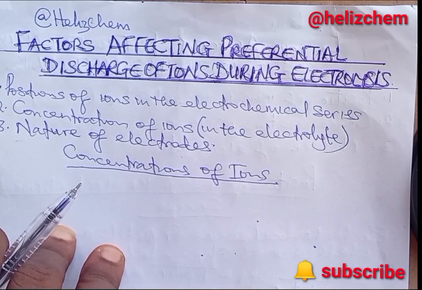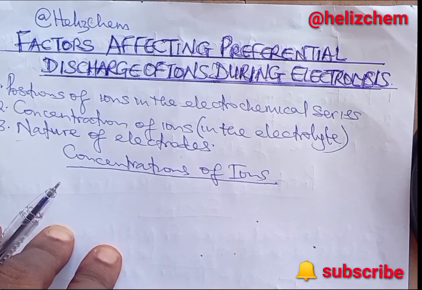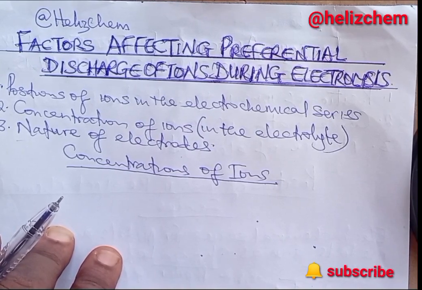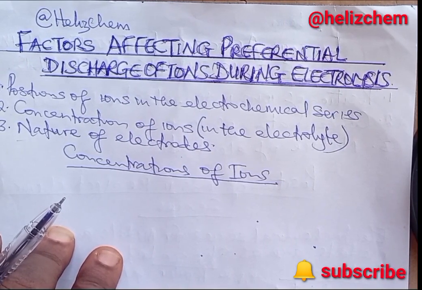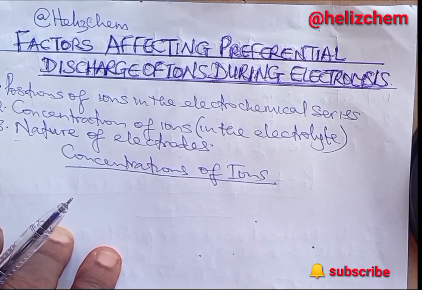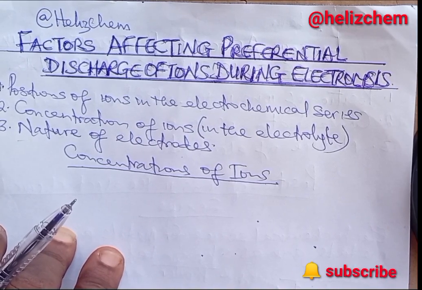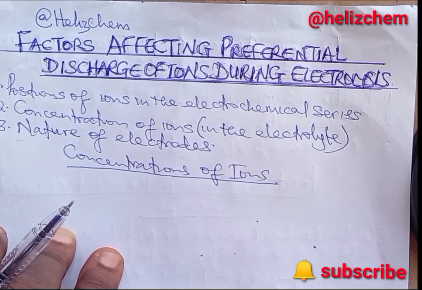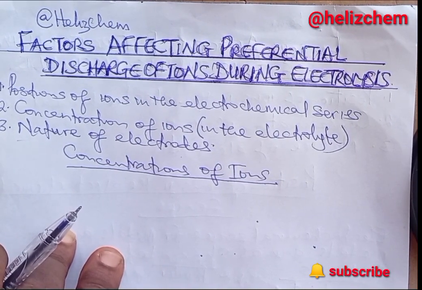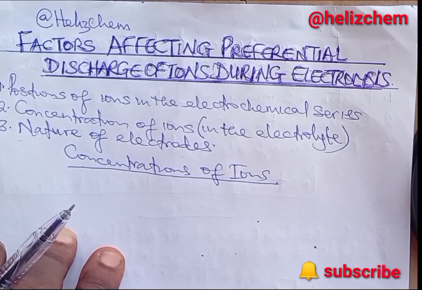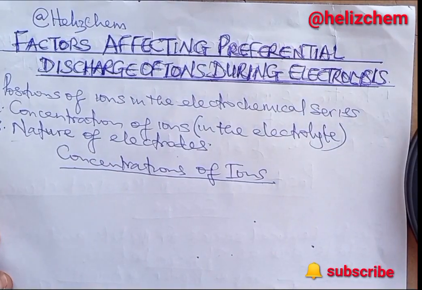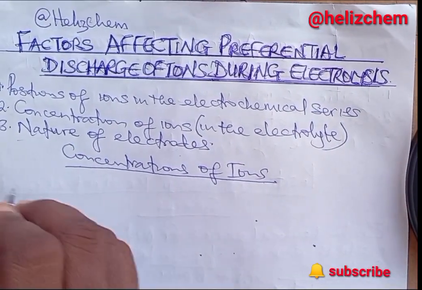But the influence of concentration becomes minimal, or let me say less important, if the competing ions are widely separated in their position in the electrochemical series. What am I saying? I'm saying that the effect of concentration is less important if the relative position of these two ions that we are talking about are widely separated, if they are far apart from each other in the electrochemical series. For you to understand better, let us use this particular example.